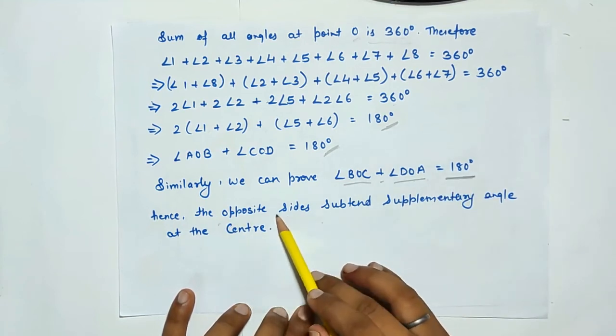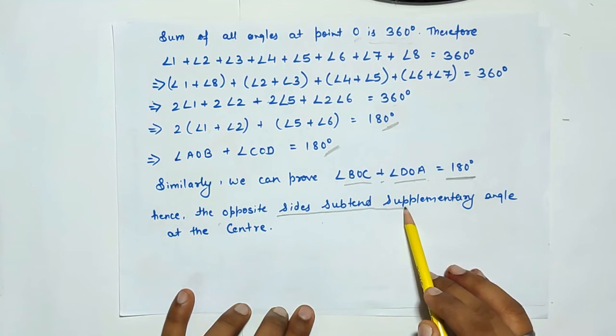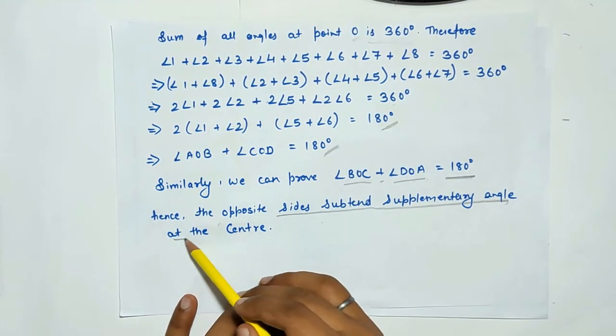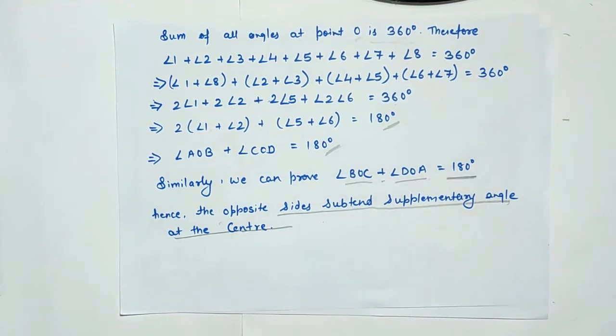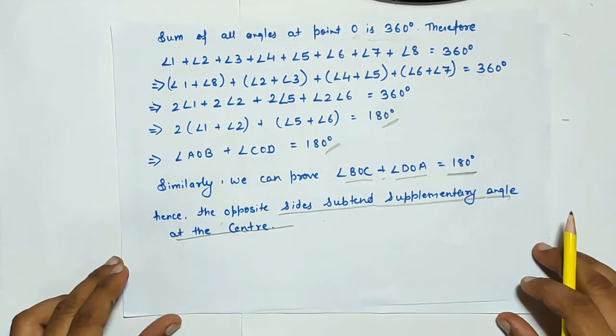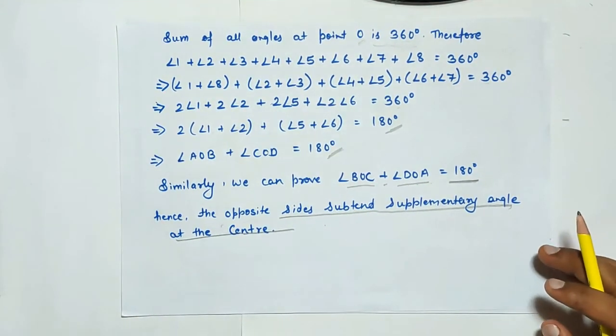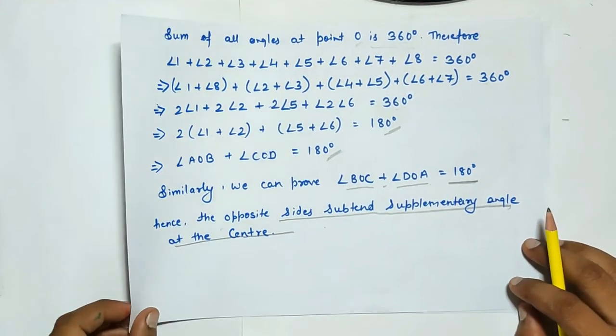Hence the opposite sides subtend supplementary angles at the center. So this is the solution for question number 13.